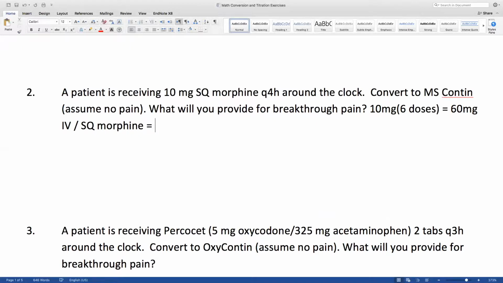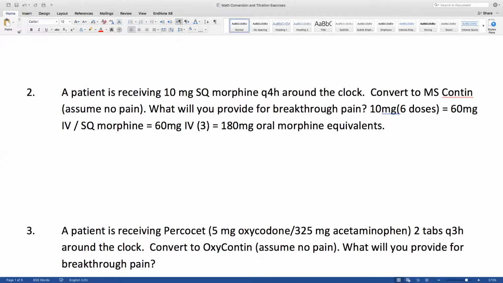How do we get to oral morphine from here? What's the IV to PO conversion? 1 to 3, good. So if we've got 60 milligrams, we take 60 milligrams of IV times 3 would give you what? 180 milligrams of oral morphine equivalents.